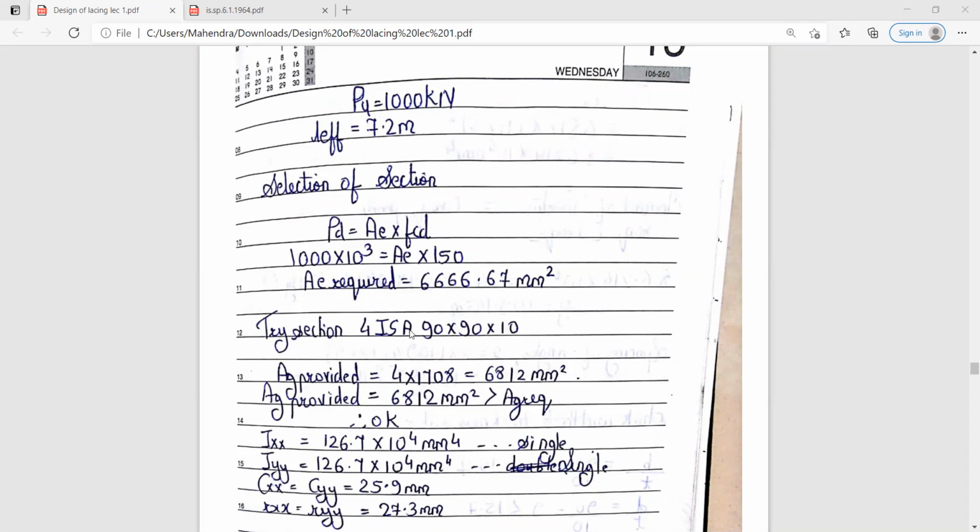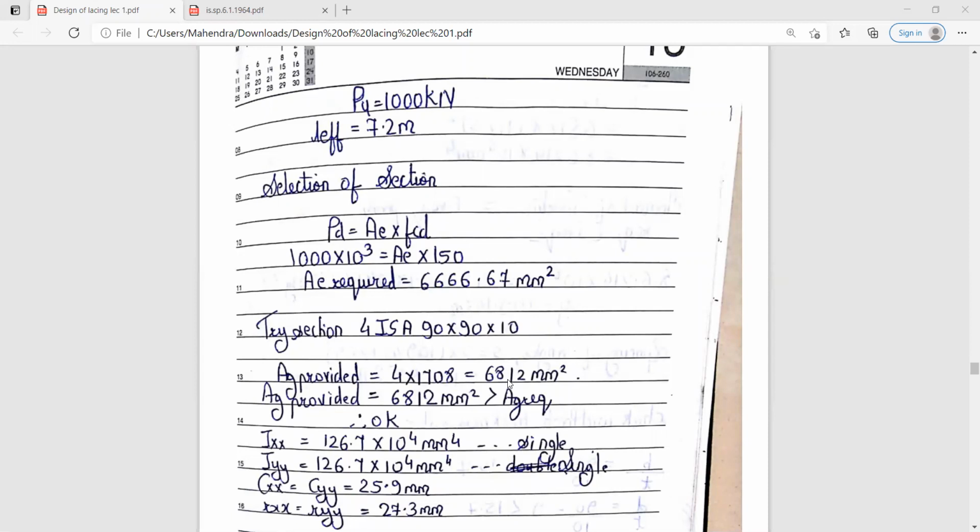So एक एंगल सेक्शन का एरिया कितना था? 1708. As you are considering the 4 angles, so you are going to multiply it by 4. So 4 angles का section कितना है? Area कितना है? 6812 mm square. So AG provided is greater than the AG required. So here you can choose this angle section for the further calculations.